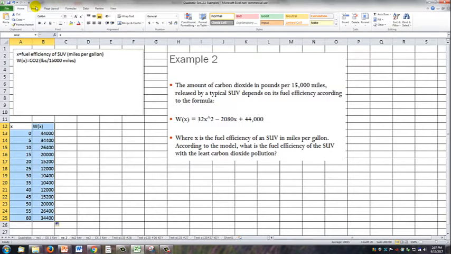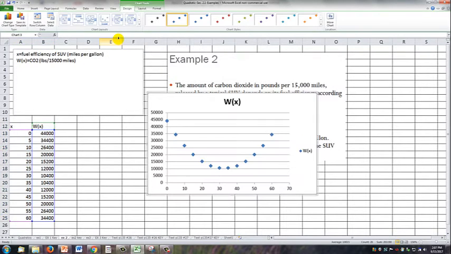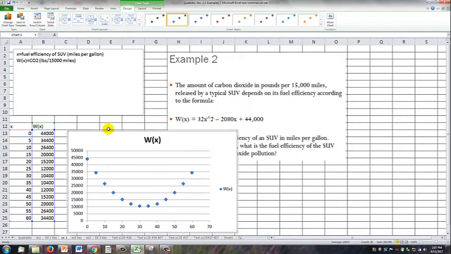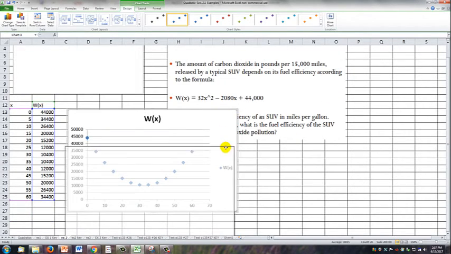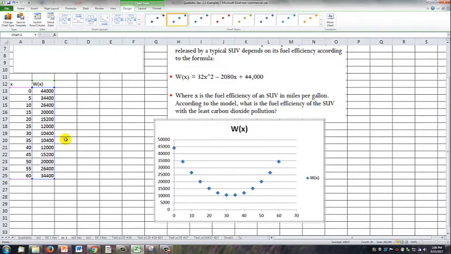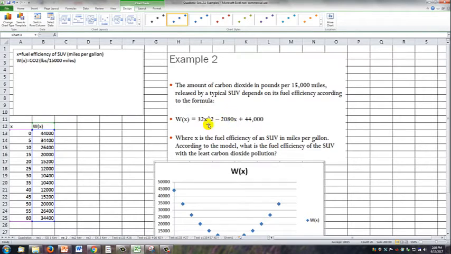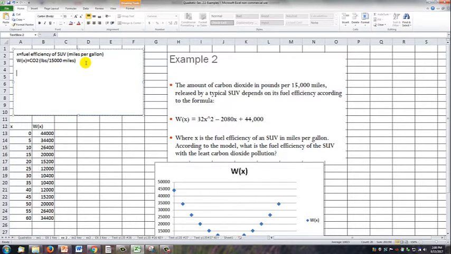And graph it by selecting column A and B, insert, scatter with markers only, and there is my graph. It's a parabola. It opens up like I thought. And so we want to find the minimum here. Okay, so we know that the minimum is a little bit closer to 30 than 40, but it's somewhere between 30 and 40. And so you could use the arc method, or you could remember that this is called the vertex. And so there's a way to find the vertex of a quadratic when it is in quadratic form.